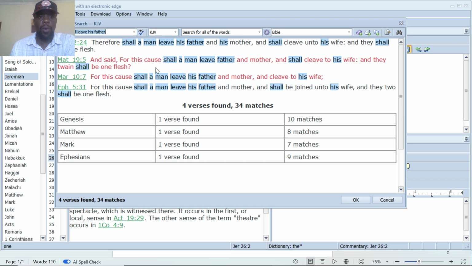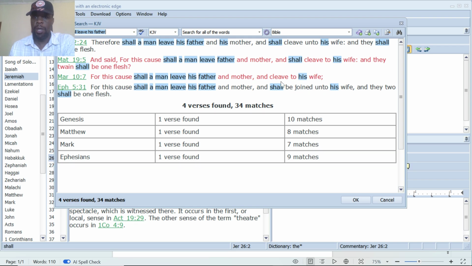And then the next one, where similar words are said, and this was Jesus speaking. Any words that you see in red, especially in the King James Bible, they are words that were spoken by Jesus. Matthew 19, verse 5, and said, for this cause shall a man leave father and mother, and shall cleave to his wife, and they twain, which just means 2, shall be one flesh. So the two shall become one. Mark 10:7, for this cause shall a man leave his father and mother and cleave to his wife. Ephesians 5:31, for this cause shall a man leave his father and mother and shall be joined unto his wife.